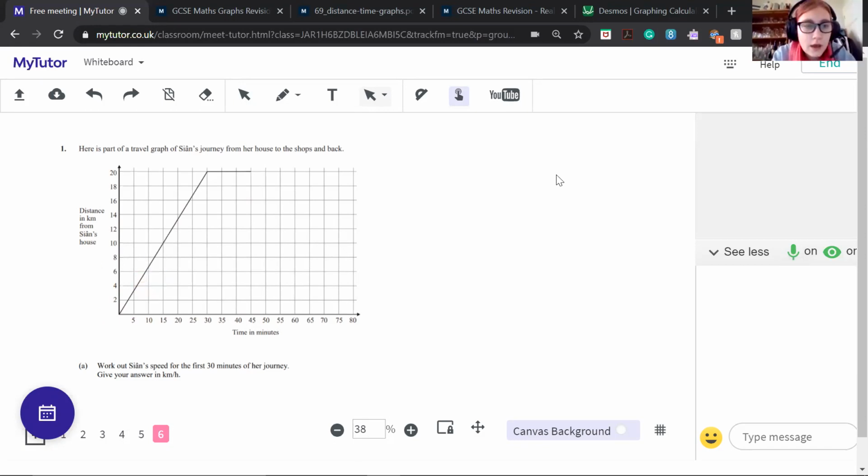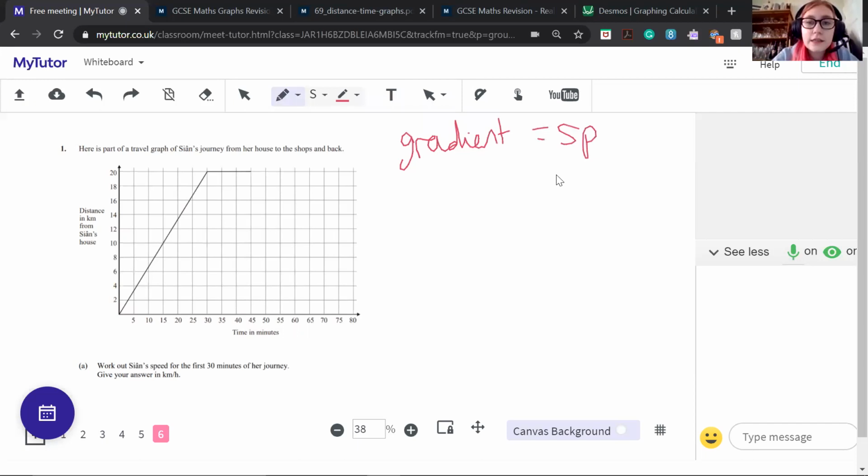Let's think about what the gradient means. That's always a really, really good thing to think about. Because the gradient is change in y divided by change in x, it's always whatever the y is divided by x. So distance divided by time. And we know that that's speed. So a really good thing to note about this graph is that the gradient is speed.